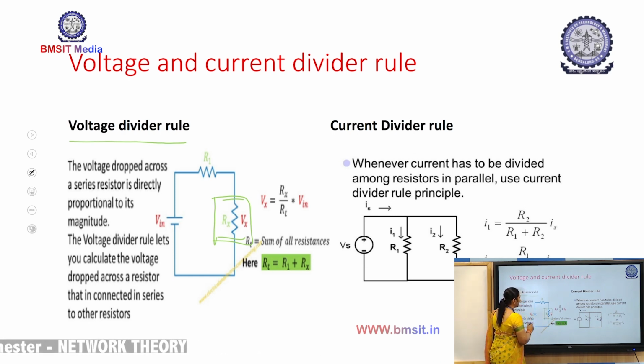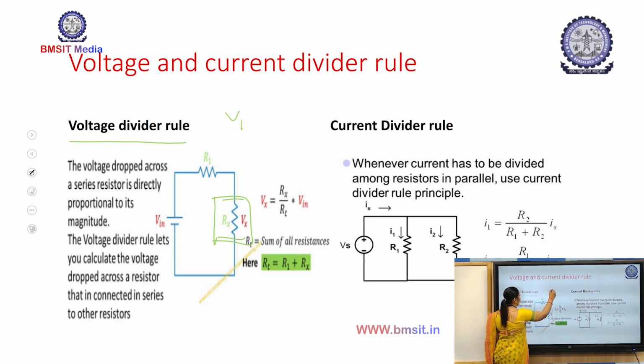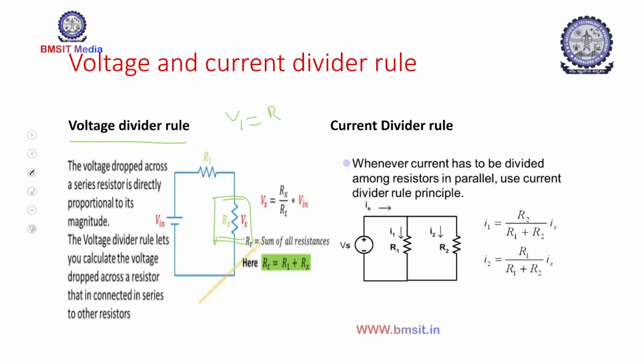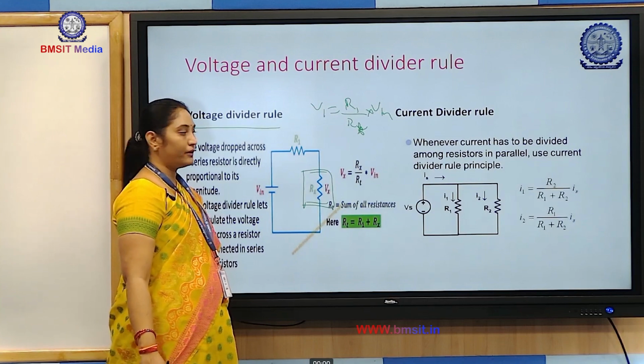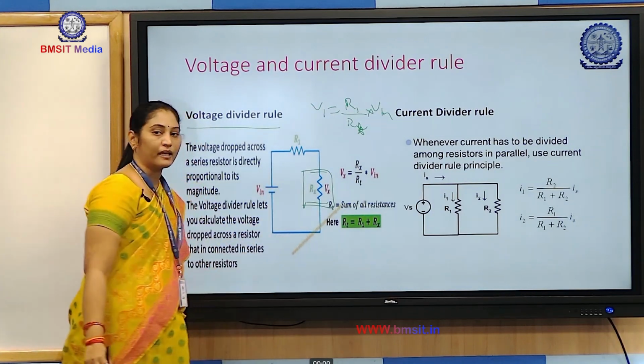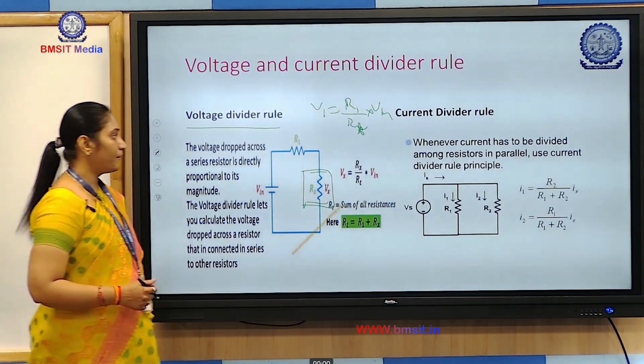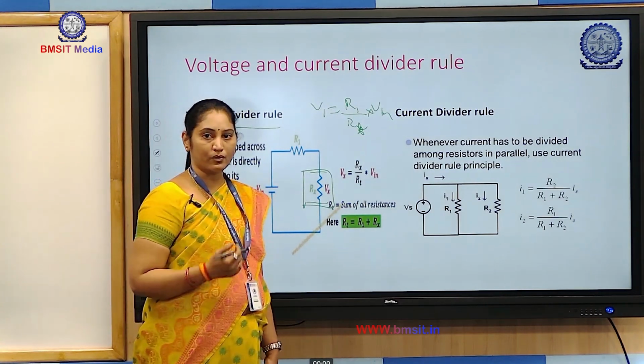Similarly, if I want to calculate the voltage across R1, then V1 will be equal to R1 divided by RT into Vin. So this is how we calculate the voltage across any element using the voltage divider rule.